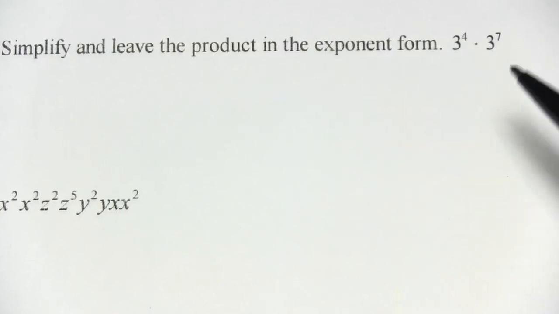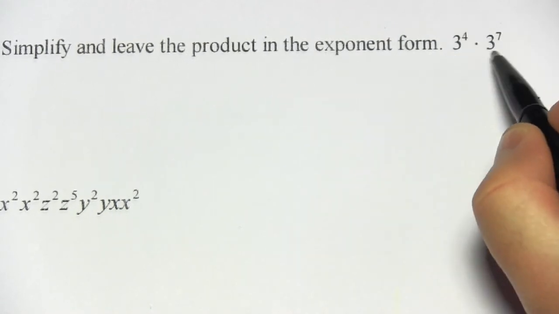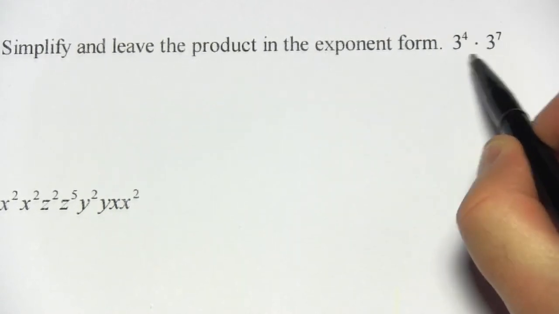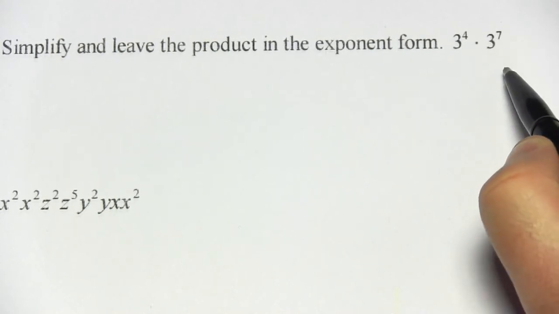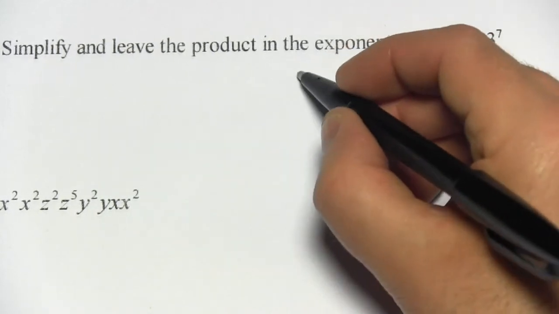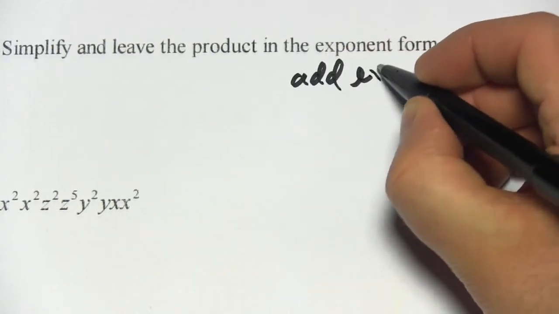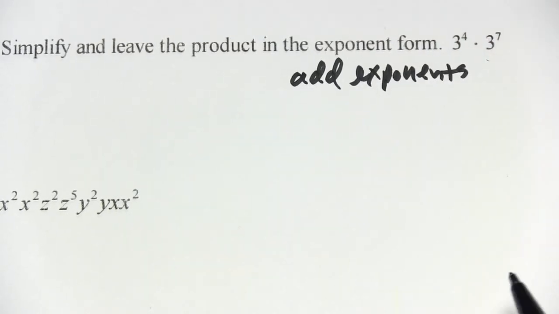In these problems, we're doing some multiplication of things with exponents, and there is a rule about this. If your base is the same, so here we have 3 to the 4th power times 3 to the 7th power, that 3 is what we call the base. If the base is the same, when you multiply, you add exponents. So, let me show you why that's the case.